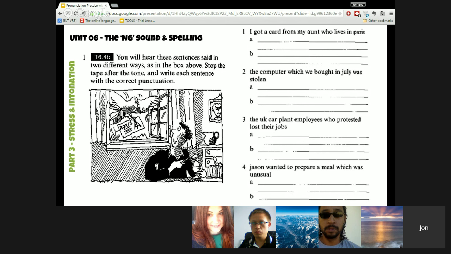The UK car plant employees, who protested, lost their jobs. Okay, good. You can lower your voice just a little more on who protested. So you've got to build it up a little bit on employees, and drop it a little more on who protested. Okay. One more time. The UK car plant employees, who protested, lost their jobs. That's good. Very good.